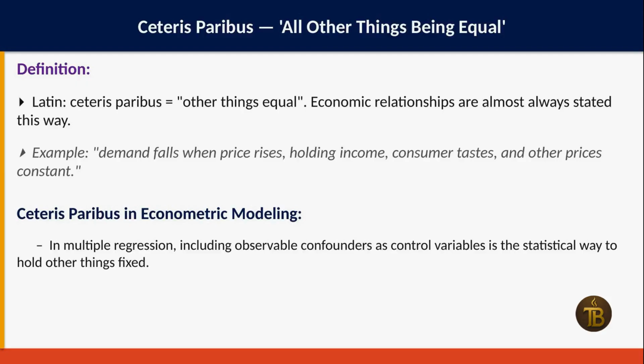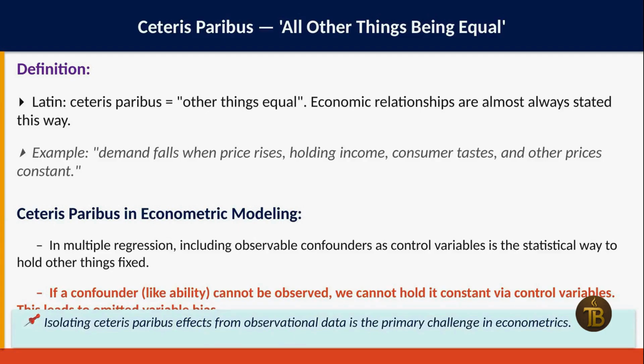In multiple regression, including observable confounding variables as controls is our statistical way of holding other things fixed. If a confounder, like innate ability, can't be observed, we simply can't control for it directly, and that leads to omitted variable bias. Isolating that true ceteris paribus effect from observational data is really the primary challenge of econometrics.